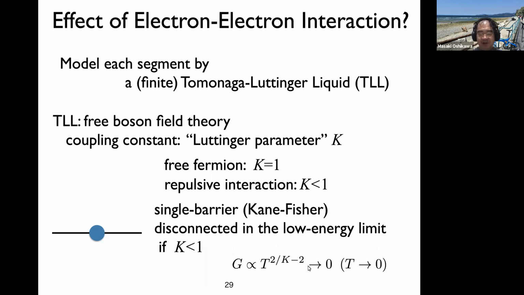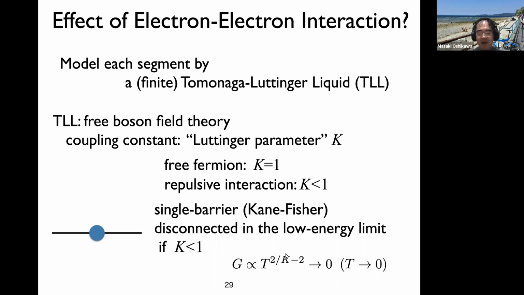So this is their answer. The conductance for a single barrier is proportional to temperature to the power 2 over K minus 2. So if K is less than 1, this exponent is positive. So as you go to 0 temperature, this conductance goes to 0. And this was confirmed in quantum Hall edge states and so on. So this is an established result.